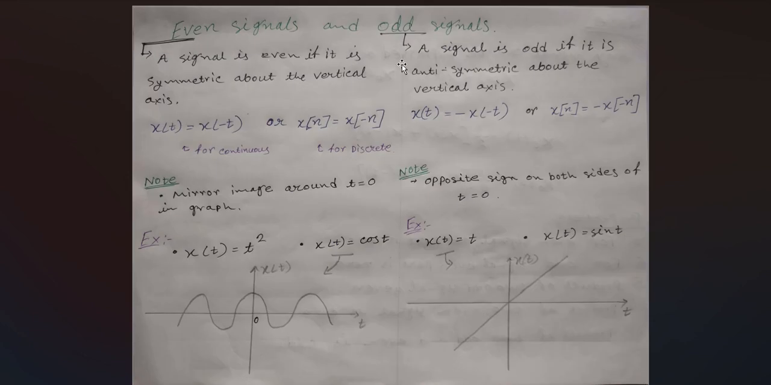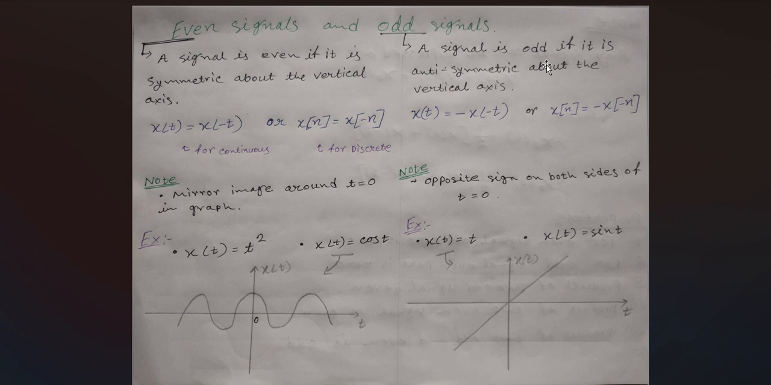Even signal and odd signal. If a signal is symmetric about the vertical axis, x(t) = x(-t), it is even. That's for continuous, and for discrete, this. Note the mirror image around t = 0 in the graph. Example, x(t) = t squared, a parabolic graph. It's symmetric about the vertical axis, and a cosine graph is also symmetrical, and I'm drawing a cosine graph here.